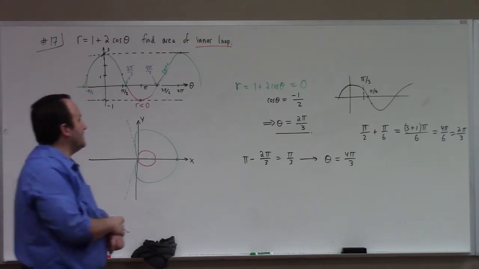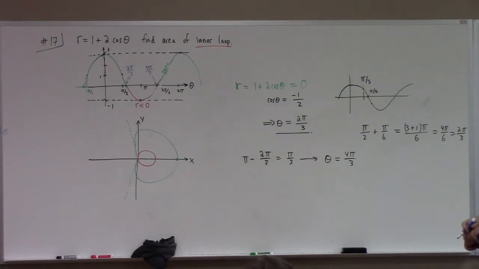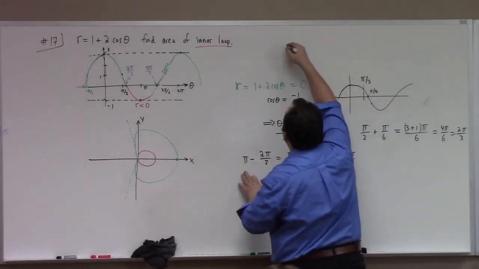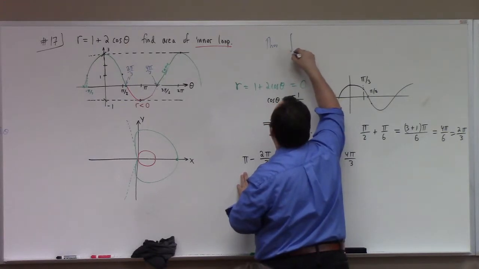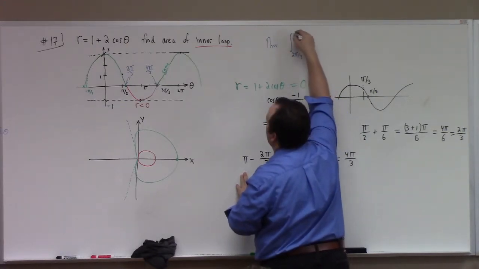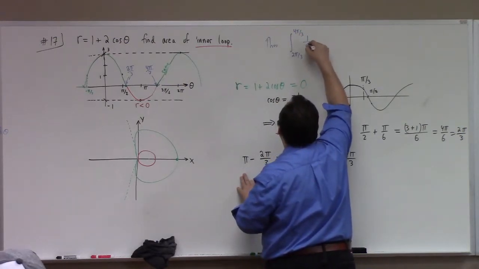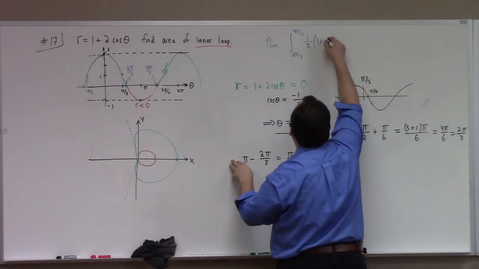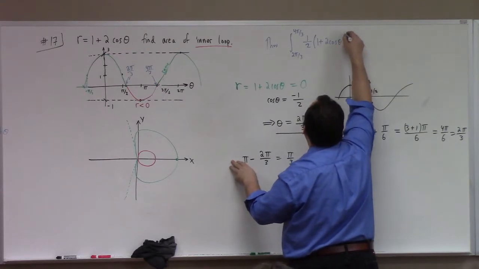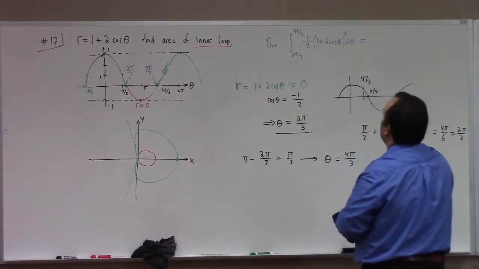So now we integrate, thus, we want to integrate from 2 pi over 3 to 4 pi over 3, 1/2 r squared, which is what? 1 plus 2 cosine theta, quantity squared, d theta. That should give me the area of the inner loop.